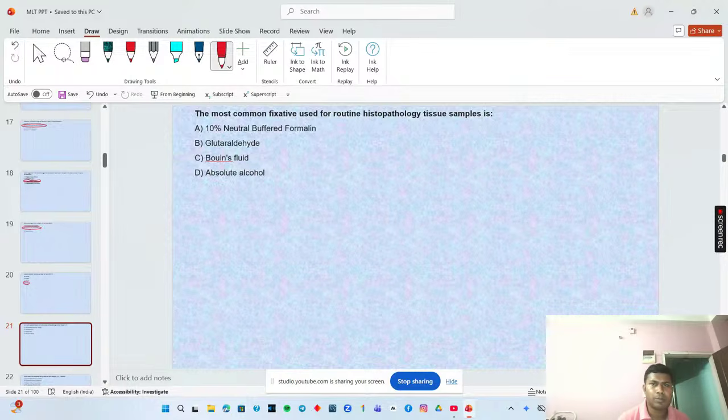The most common fixative used for routine histopathology tissue samples will be 10% buffered formalin. It will be 10% neutral buffered formalin.